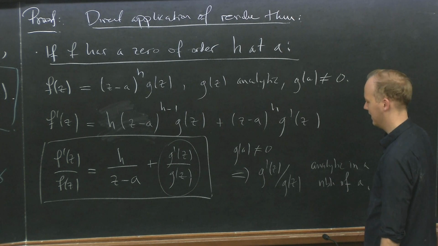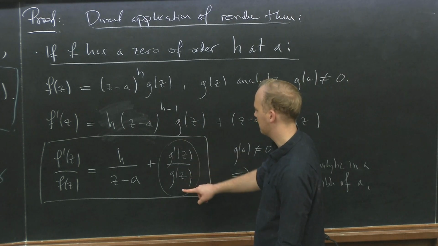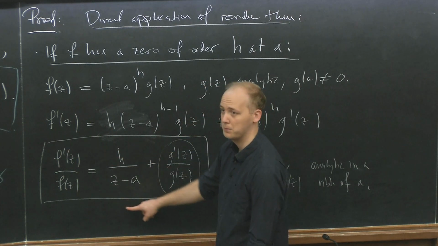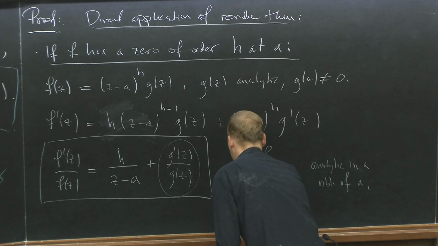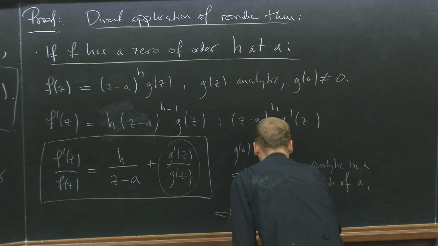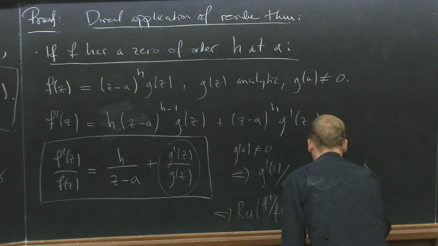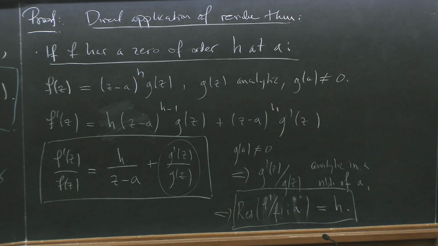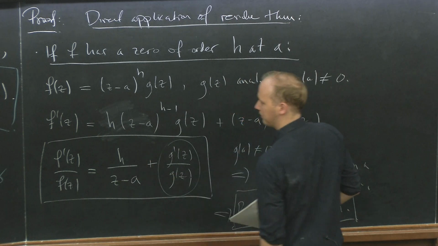The residue is 0, yeah. So what you're thinking is probably that this part, which is analytic, contributes 0 to the residue. But if we look at the residue of the whole thing, we still have this part, right? Which then contributes h. So this implies that the residue of f prime over f at the point a is equal to h. Okay, so this was a way of computing the residue. Is this clear?